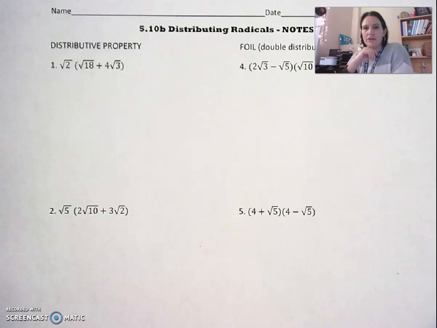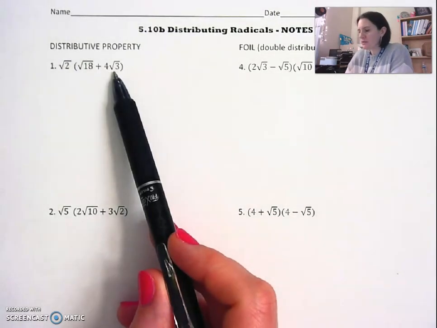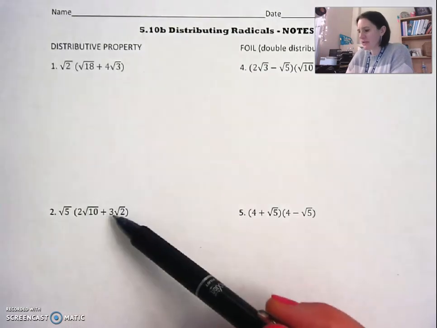Okay, here are the notes for 5.10b, distributing radicals. This is the first lesson for our new unit. It's basically an extension of multiplying radicals. So I'm going to do number 1 first, and then I want you to pause the video and try 2 and 3 by yourself.